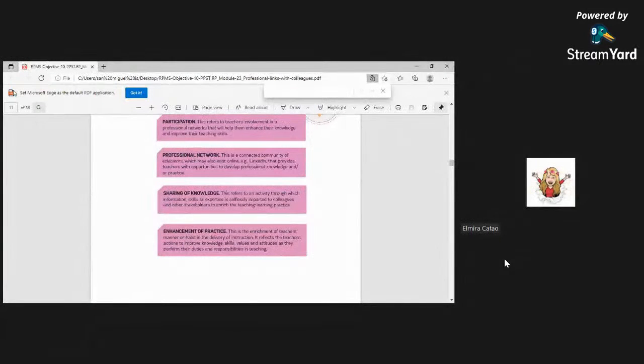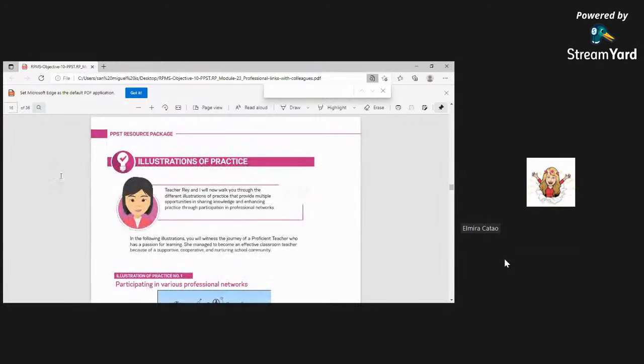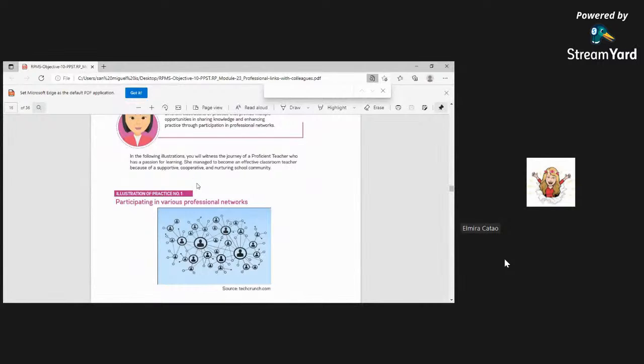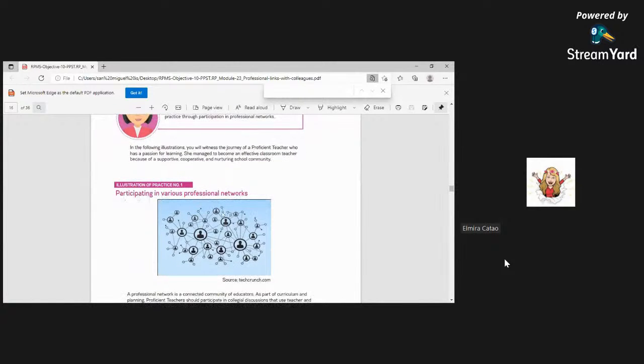Now, this time, we will move on to the illustration of practices. Illustration of practice number 1. On your screen, you could notice that there are people with lots of connections. These connections, just like what I have said, are not necessarily just your friends. It can be from other divisions, other districts, and whatsoever.